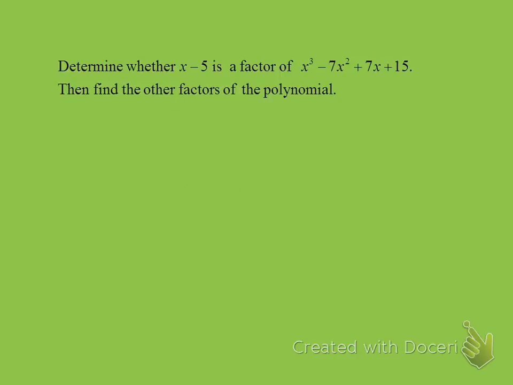Determine whether x minus 5 is a factor of x cubed minus 7x squared plus 7x plus 15. Then, find the other factors of the polynomial. Your step 1 is to do the synthetic division, okay? So you have an x minus 5 right here, which means you need what in your box? 5. Remember, these are switching signs still, okay? You go to your polynomial, you got 1, negative 7, 7, and 15.